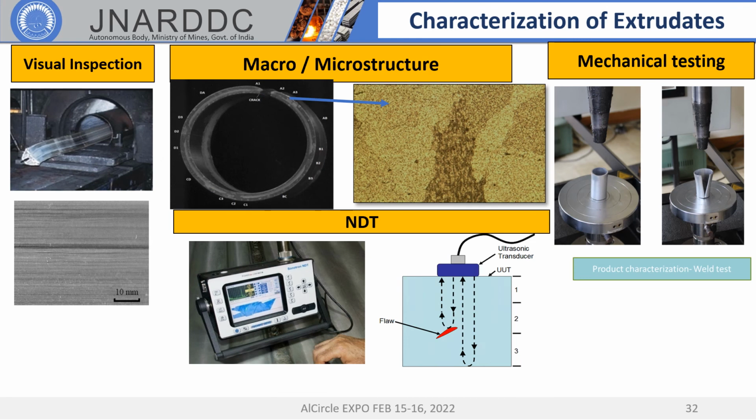Various characterization studies carried out on the extrudeds have been shown in this slide. First is the visual inspection, where the surface defects of the profiles are captured using the naked eye, and second is the macro and microstructure observation on the extrudeds using an optical microscope and scanning electron microscope. Also, we carry out mechanical testing on extrudeds for evaluating the mechanical properties, and we can carry out non-destructive testing methods for identifying flaws in the billets and products.